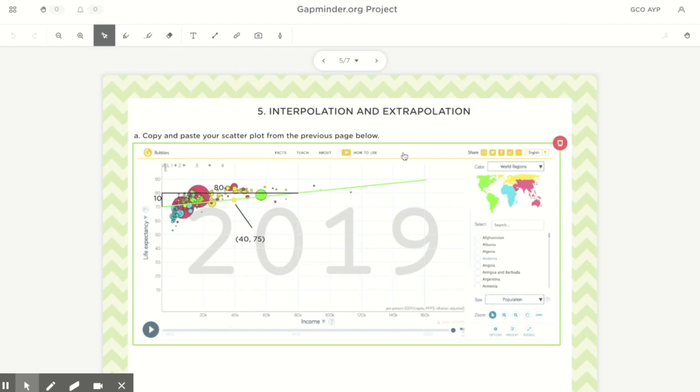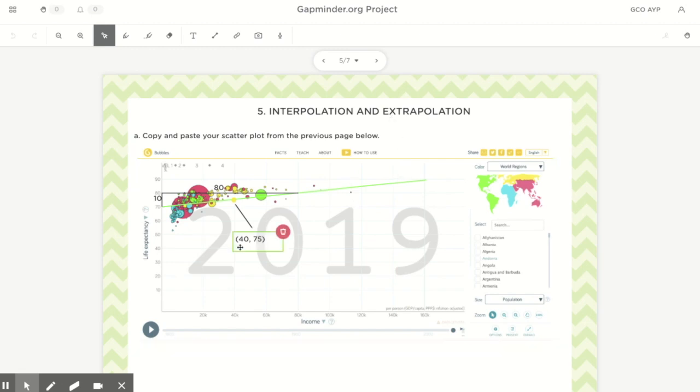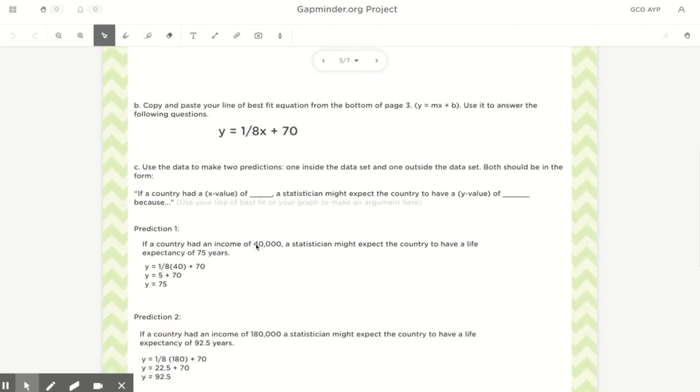So for my interpolation point, I chose the point (40, 75). So a statistician might expect if a country had an income of 40,000, the country to have a life expectancy of 75. So right here, you can see the equation that I did. So I used my equation and I replaced x with 40, and 1/8 of 40 is 5. 5 plus 70 is 75.